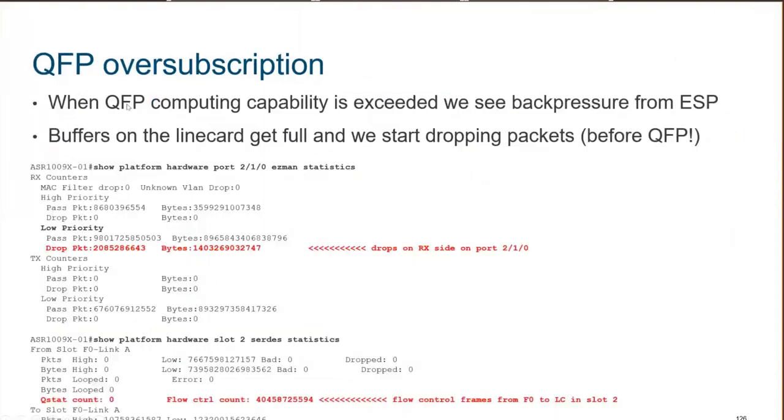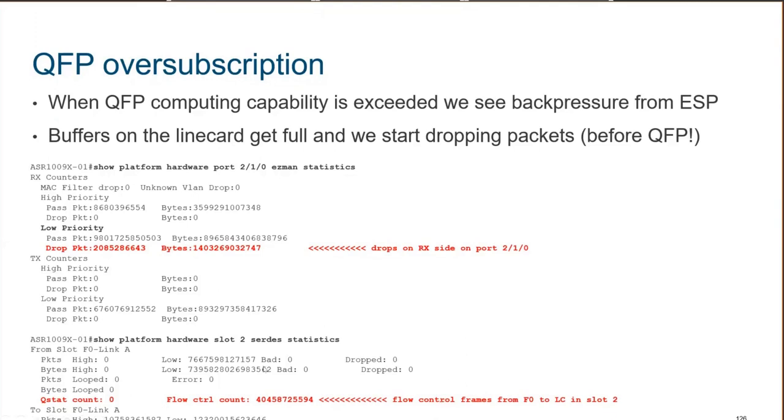So for a classic QFP oversubscription case, you see that you have packets being dropped. This is how we can check. So earlier you were asking, right, if we see the drop on the PLIM or the EasyMan statistics, we see the drop packets here. So it is on the RX side of the port. RX side of the port, in the sense we are buffering it, but the buffer is getting full and we are dropping the packets after that.